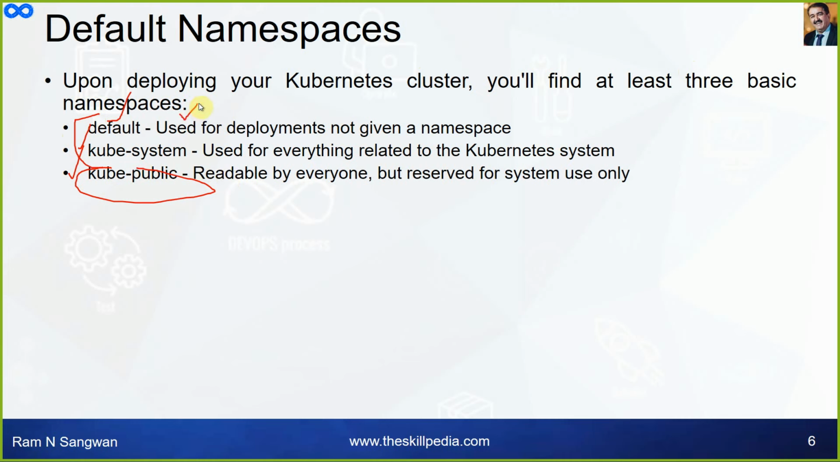Default is used when you don't want to specify any namespace with the kubectl command. Then the deployment will go to this namespace default. So it is used for deployments not given a namespace. Kube-system is for everything related to the Kubernetes cluster. Kube-public is readable by everyone but reserved for system use only.